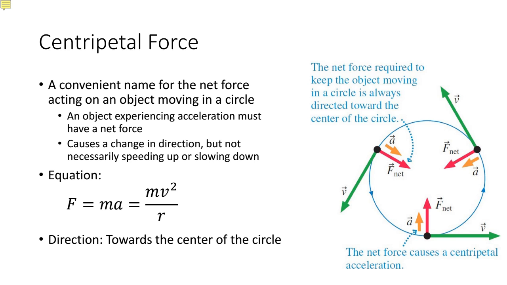An object that experiences acceleration must have a net force, the centripetal force. So if an object is spinning in a circle and accelerating in a circle, the net force required to keep the object moving in a circle will be pointed towards the center, and it's causing that centripetal acceleration. It's causing a change in direction, even if the object is not necessarily speeding up or slowing down. That centripetal force is acting towards the center and changing the direction of the object.